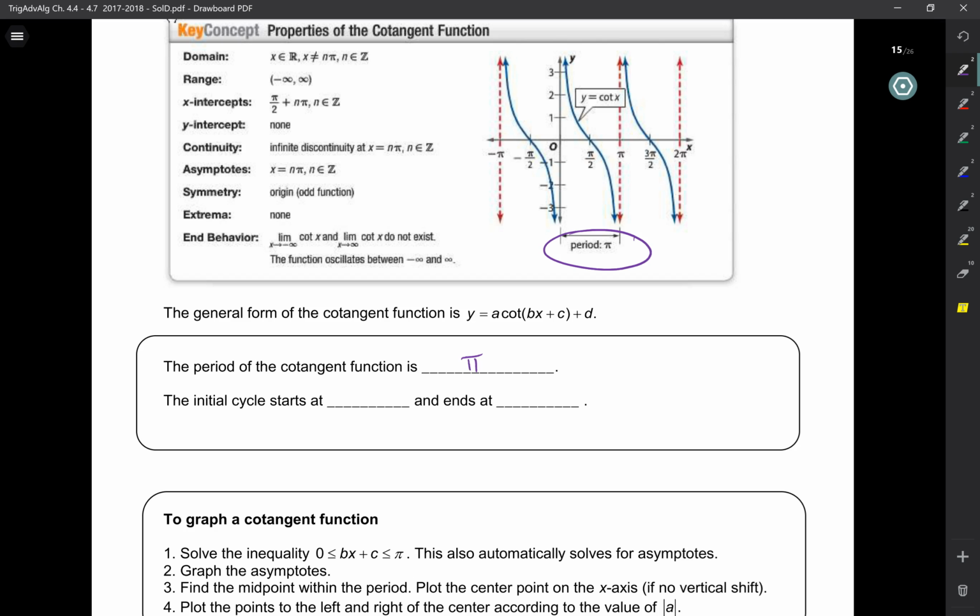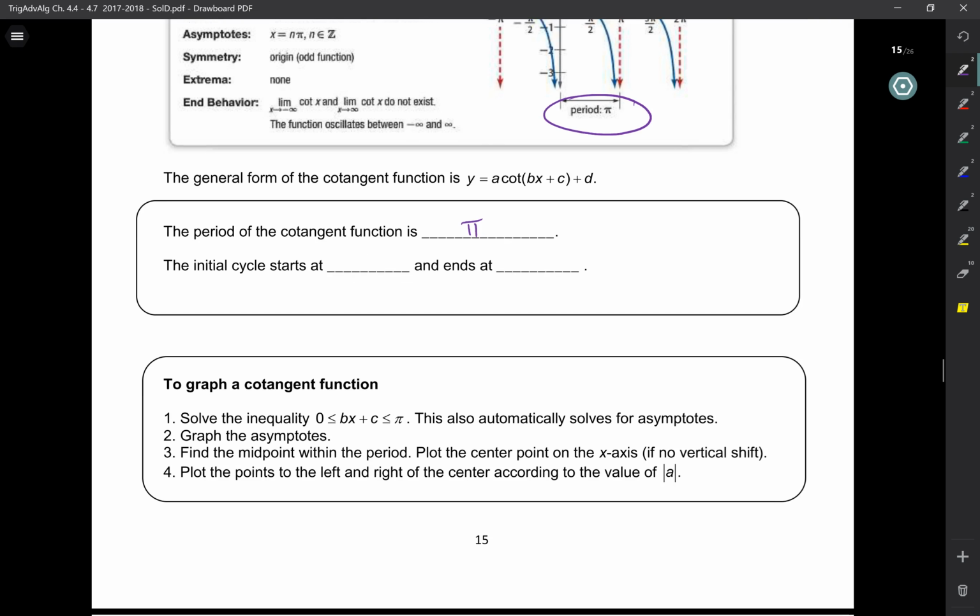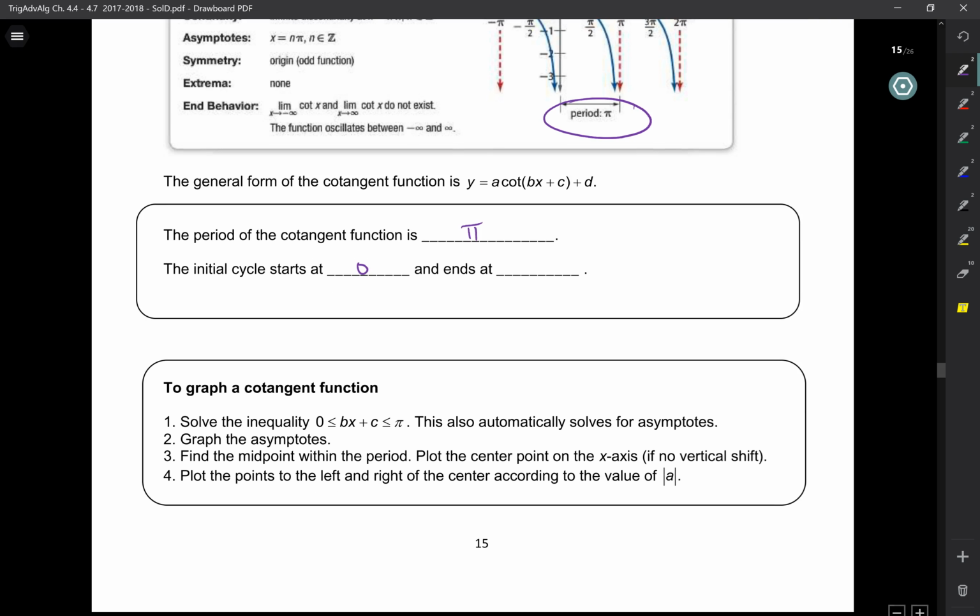But now, let's throw another wrench into the mix. The cotangent is less of a rebel than the tangent. So just like its brothers and sisters, it starts at 0, but ends at pi. Okay? Only one that starts at negative pi over 2 is the tangent. I'm telling you, that's the rebel of the family.